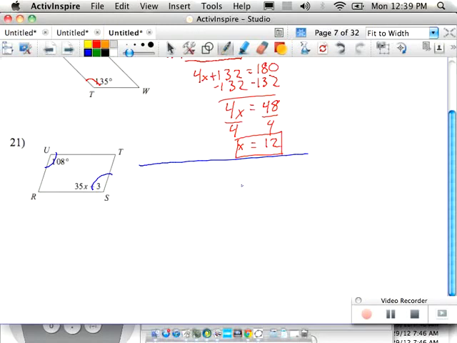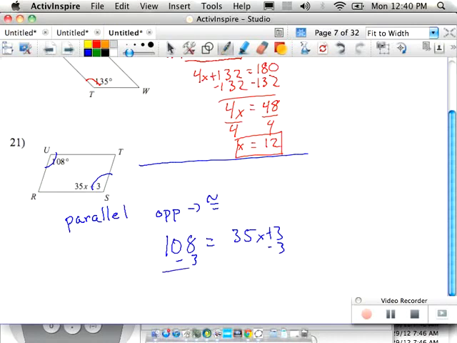We have two angles, but they're on opposite sides of a parallelogram. And on a parallelogram, you have this opposite congruency. Opposite pieces are congruent. Opposite sides are congruent. Opposite angles are congruent. So that means that this 108 is actually equal to 35x plus 3.